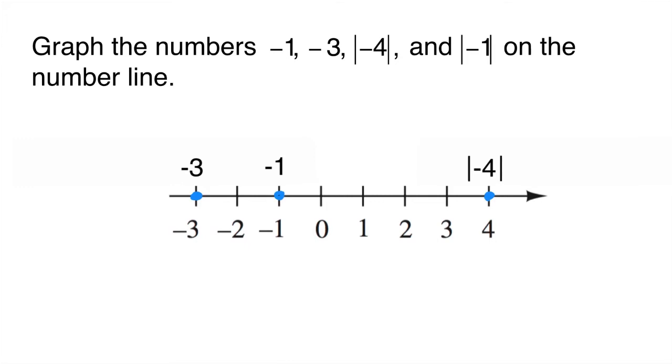Finally, we have the absolute value of -1. The absolute value of -1 is 1, so we find 1 on the number line and place a point at that location to plot the absolute value of -1.